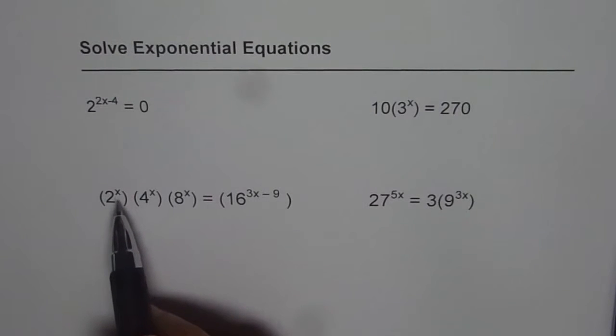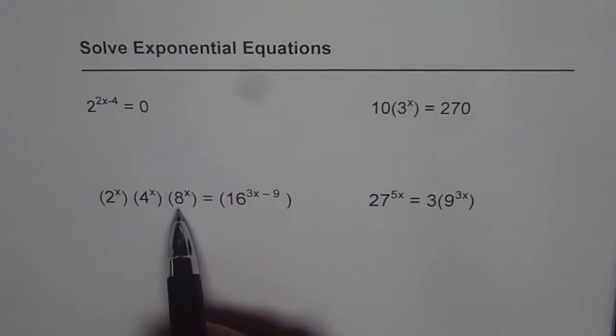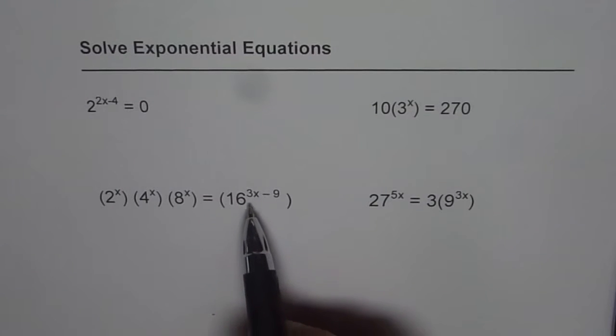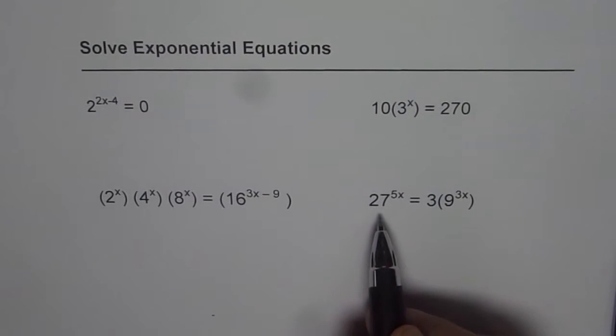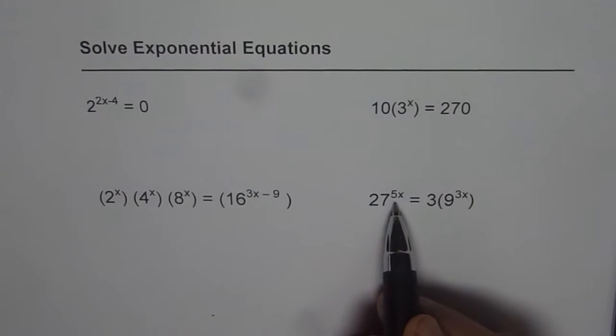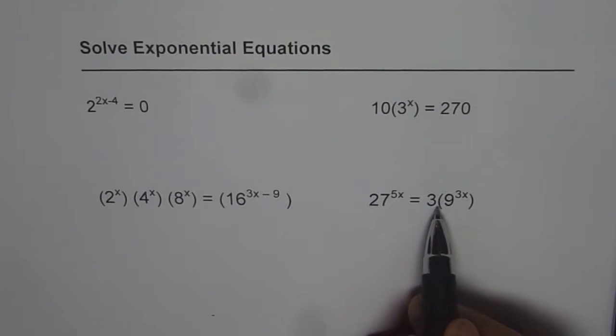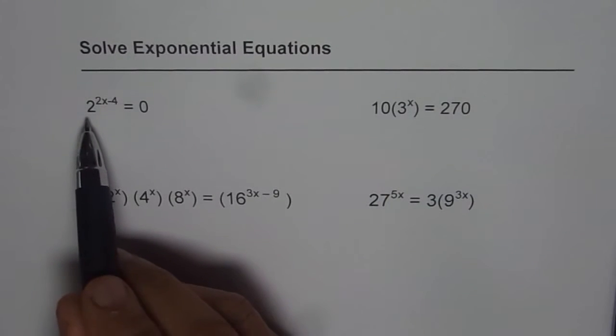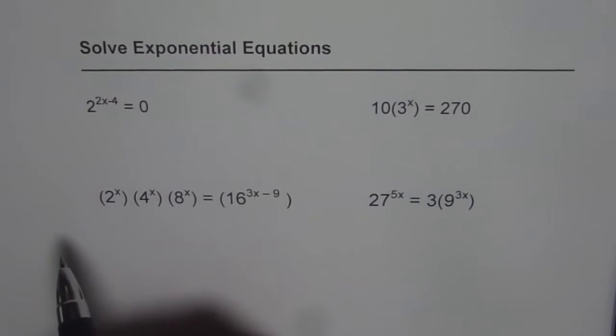2 to the power of x times 4 to the power of x times 8 to the power of x equals 16 times 16 to the power of 3x minus 9. And the last one is 27 to the power of 5x equals 3 times 9 to the power of 3x. Now let's begin. The very first one is 2 to the power of something is 0.